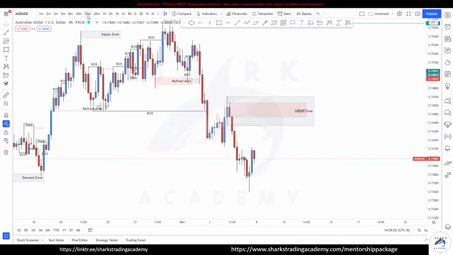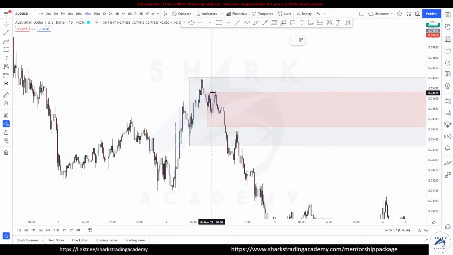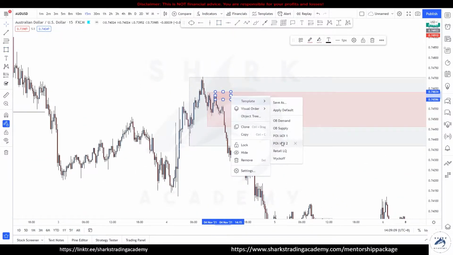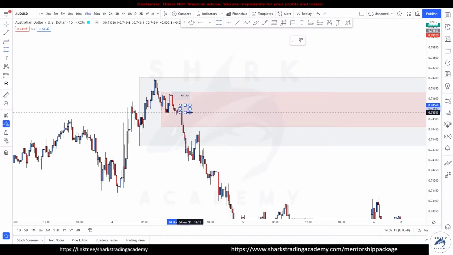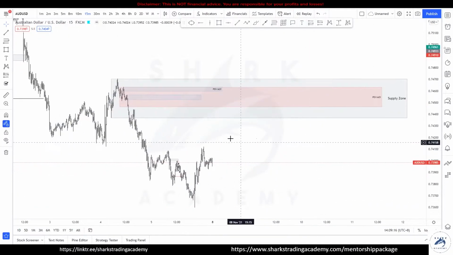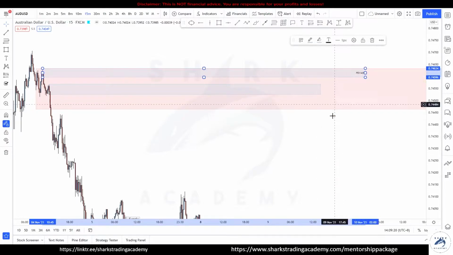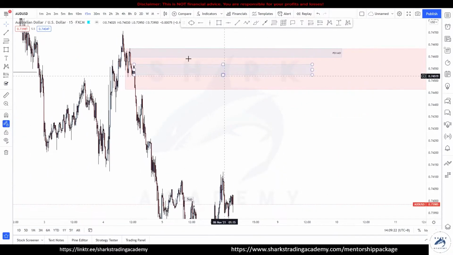And you can even go lower on the 15 and refine them like this. Okay, so we have this another POI over here, and we have another POI over here. So all of these areas are ways you can get involved. So I would remove this entire 4 hours range and just simply work off these levels over here.